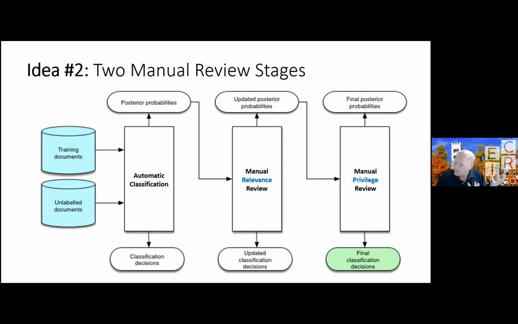You build classifiers for relevance and for privilege at the beginning. And so now I know for every document, not whether or not it's privileged or whether or not it's relevant, I know the probability of relevance and the probability of privilege, right? And then what we do is we take those probabilities and we use them to prioritize which documents to show. And the documents that we show are the ones that are most likely to get us in trouble.